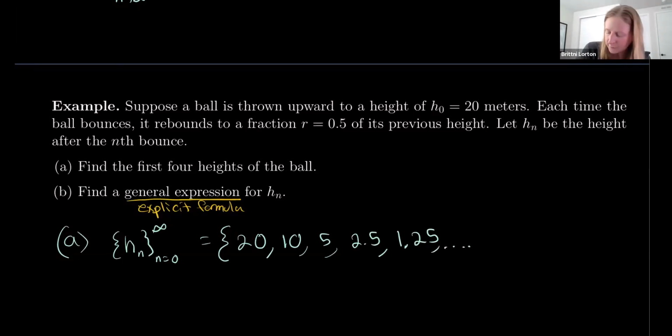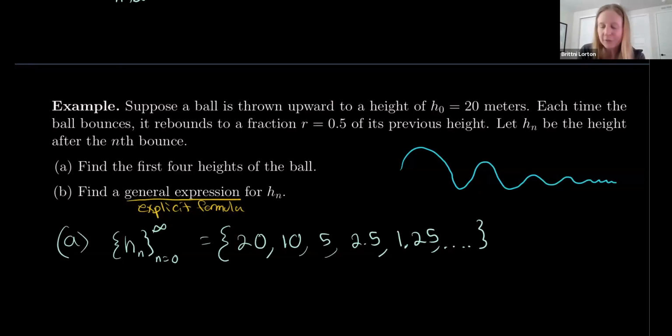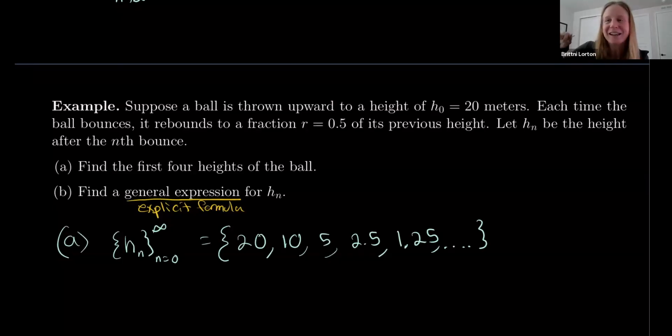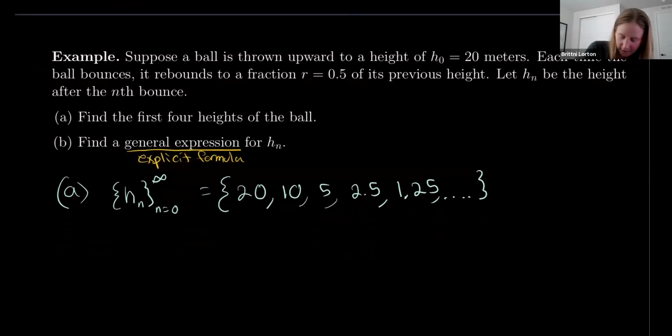Can you kind of imagine what's happening? The ball went up and then it went down and then it bounced back up, and then it went down and bounced back up. And you can sort of see that it's going half the height each time. Eventually, gravity's going to win and it will settle down to a height of 0. We can see that. I found the first 4 heights. I'm now going to do part B, which is the explicit formula for H sub n.